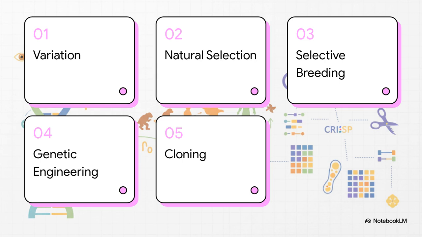So here's our roadmap. We're kicking off with the absolute foundation, variation. Then, we'll see how nature uses that variation through natural selection. After that, we'll pivot to how we humans have taken the driver's seat with selective breeding. Then, up the ante with genetic engineering, and finally, the most direct control of all, cloning. It's a really cool story of going from just watching nature to actively changing it.